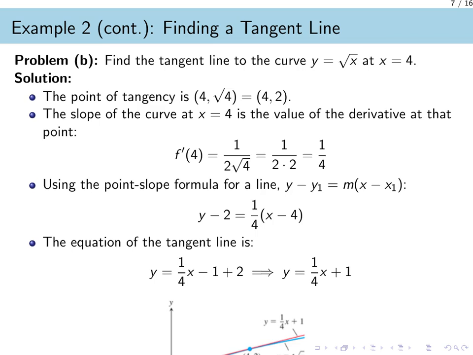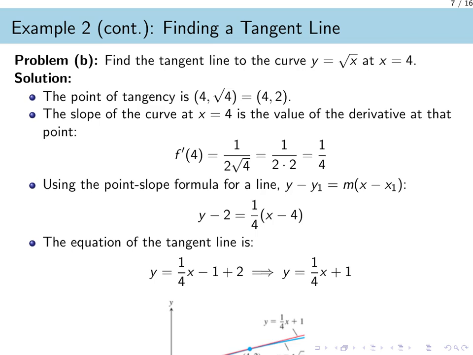Now that we have the derivative, we can use it to find the equation of the tangent line at a specific point on the curve. Our goal is to find the line tangent to y equals the square root of x, precisely where x equals 4. First, we need the slope at that point, which we get by evaluating our derivative function. Plugging x equals 4 into f prime of x gives us 1 over the quantity 2 times the square root of 4, which simplifies to a slope of 1/4.